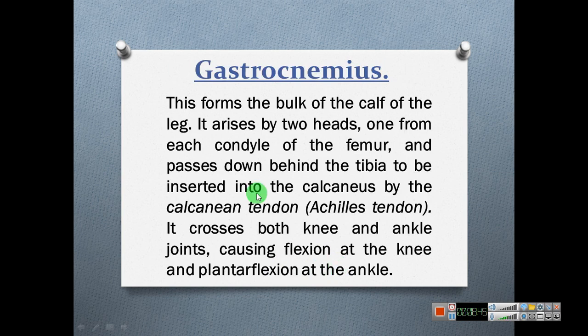Gastrocnemius. This forms the bulk of the calf of the leg. It arises by two heads, one from each condyle of the femur, and passes down behind the tibia to be inserted in the calcaneus by the calcanean tendon, the Achilles tendon. We call it the Achilles tendon.